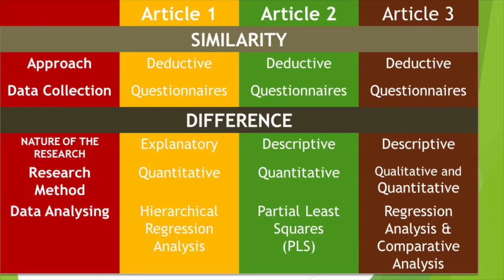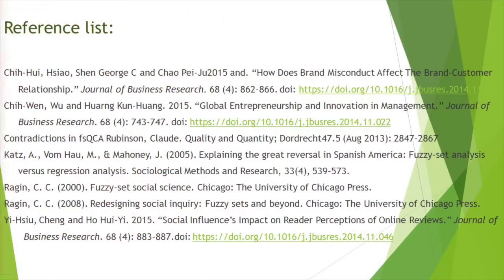Lastly, Article 1 uses hierarchical regression analysis to test the proposed research model and hypothesis. Article 2 uses partial least squares (PLS) as the data analysis method, and Article 3 uses regression analysis and comparative analysis as data analysis methods.